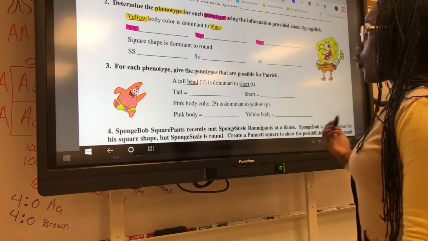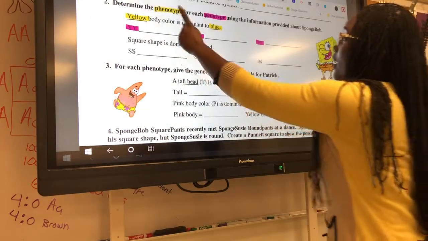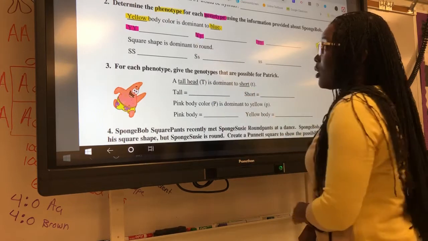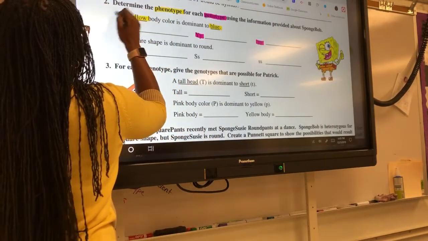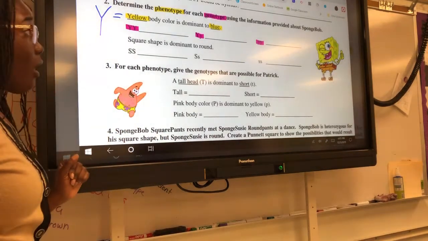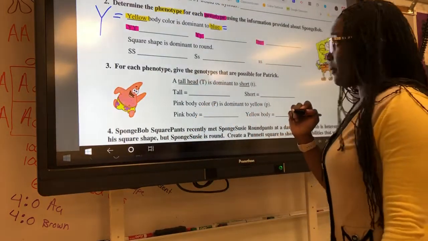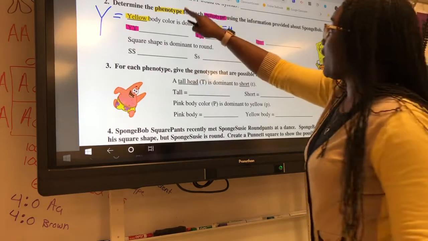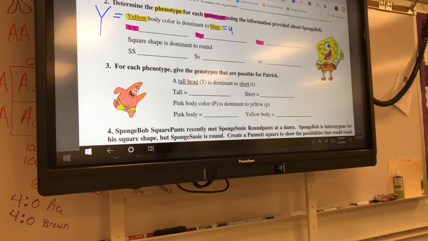So you always want to make a key. We already know what letters we're using, and this first one we're using Y's. So yellow body color is dominant. So what type of Y will represent yellow body if it's dominant? Yes, a capital Y. Make sure you show a drastic change of the letters so I would not mark it wrong. If yellow is dominant, that means blue is what case letter? Exactly. Why? So it says determine the phenotype of each genotype. So we're not done. These are the genotypes. We need to know the phenotypes of those genotypes.